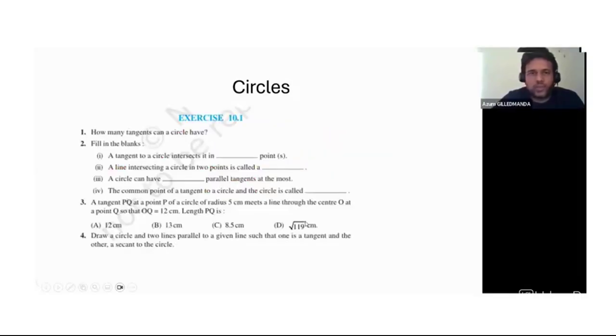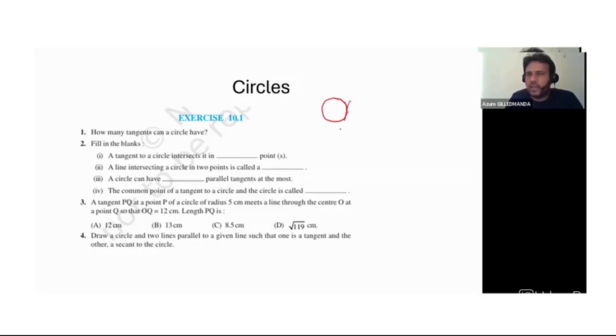Now let's move to the next. So here, this is your exercise. Let's see what kind of problems or questions can be asked here. How many tangents can a circle have? On a circle, there may be n number of points, so you can have one here, here, here, like that.